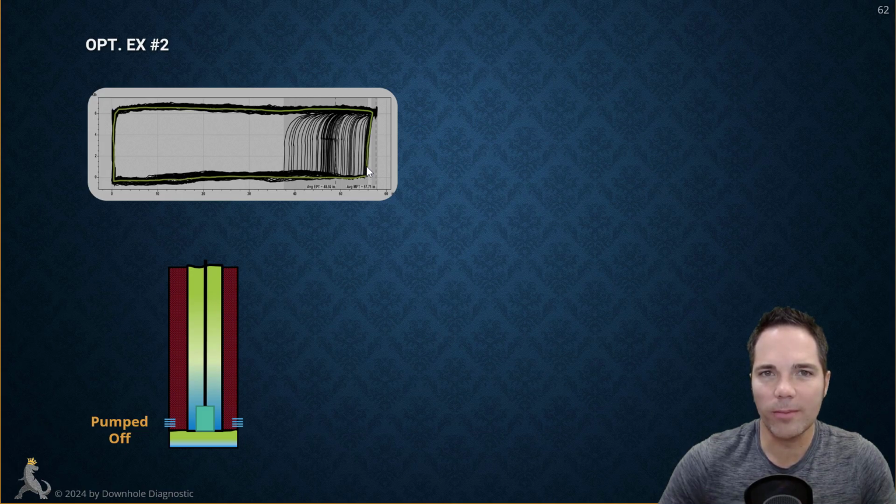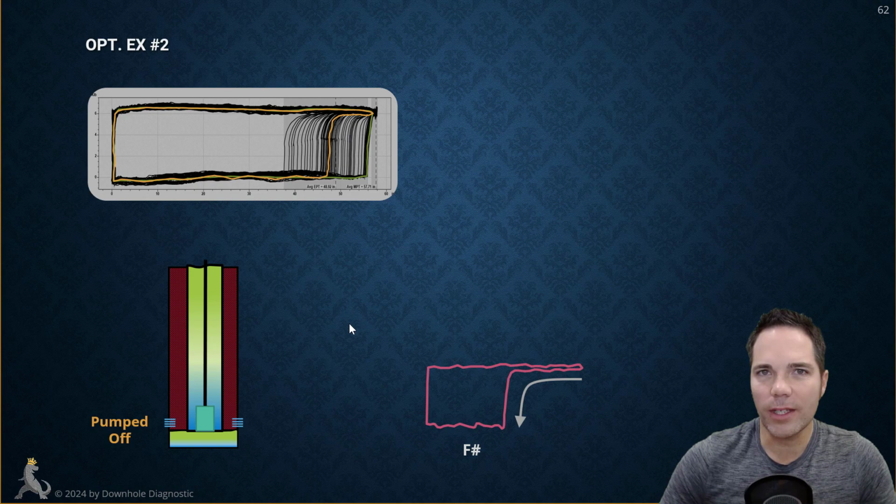And when it starts to pump off, you start to get that panhandle shape right here. So here's an example. In all of these cards moving from right to left, these are all fluid pound cards, and the fillage is slowly getting lower and lower with each stroke. So that panhandle is getting longer and longer as we start to move from right to left here.